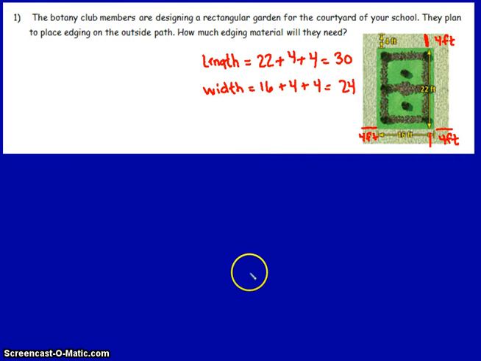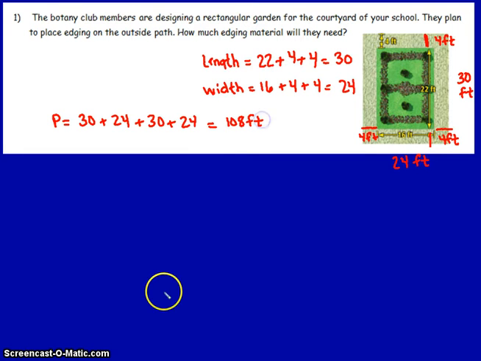And so if we're wanting to find how much edging we need, we were wanting to know the perimeter. And so we just add all 4 sides. So our new sides are 30 feet long and 24 feet wide. So we have 30 plus 24 plus 30 plus 24, which is 108 feet of edging. So we're going to need 108 feet of edging to complete the project.